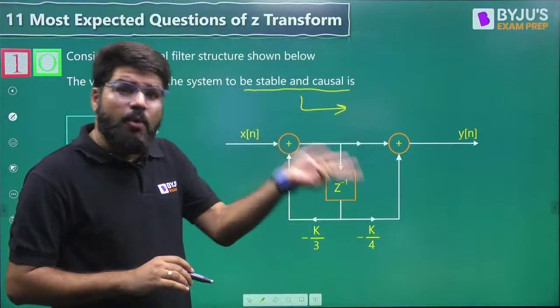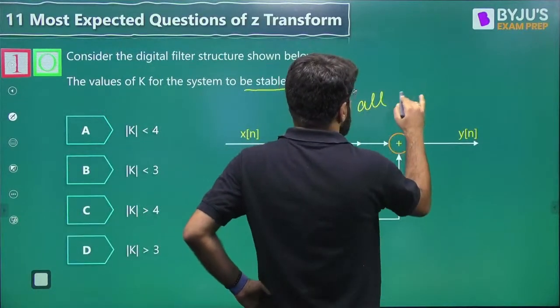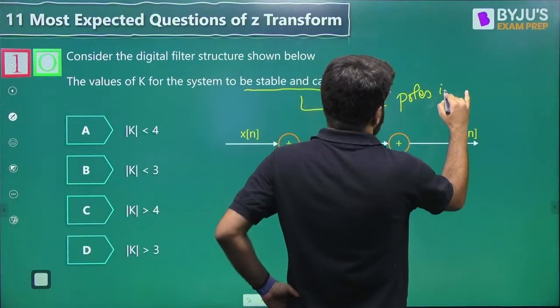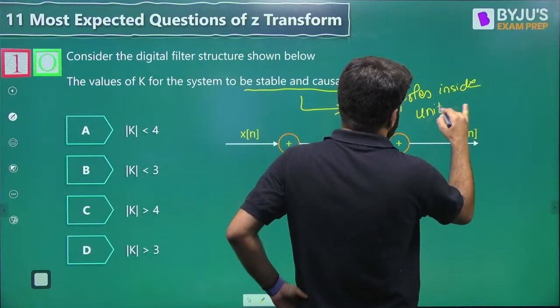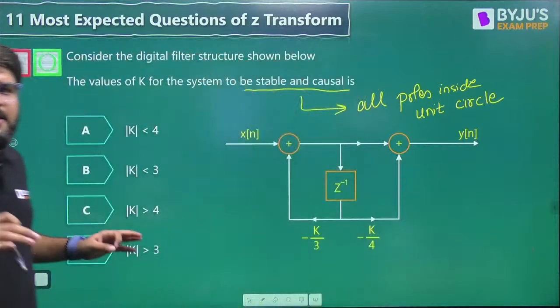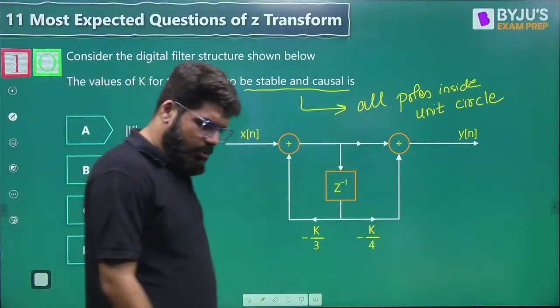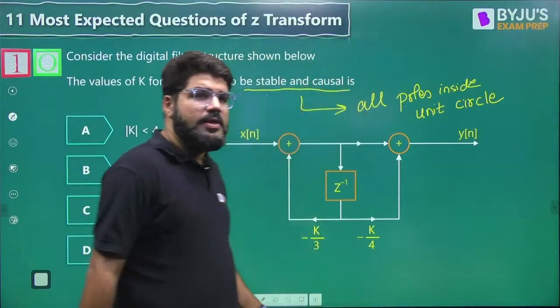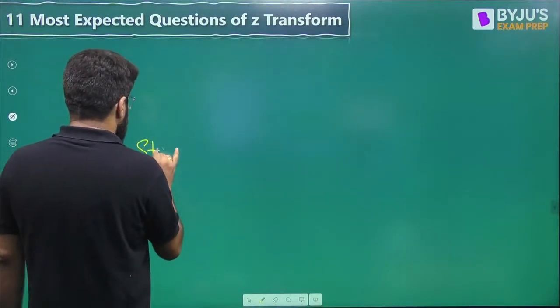For a system to be both stable and causal, the combined condition that we have learned is: all poles inside the unit circle.